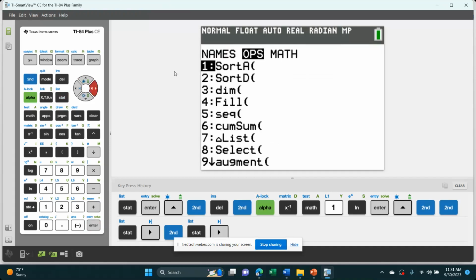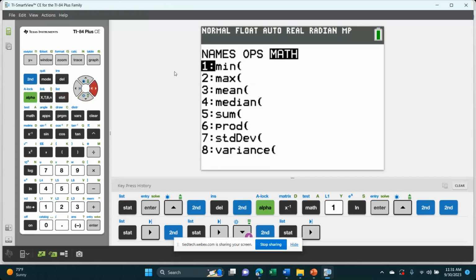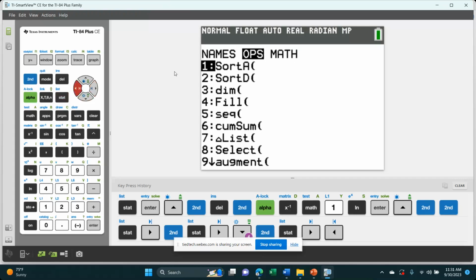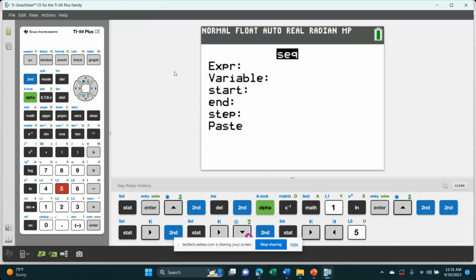And under calc, under ops, we're going to have sequence. So I did second list and over to ops, and I'm going to choose number 5 for sequence. At that point, the nice thing is I don't have to remember the syntax. It's all there for me.